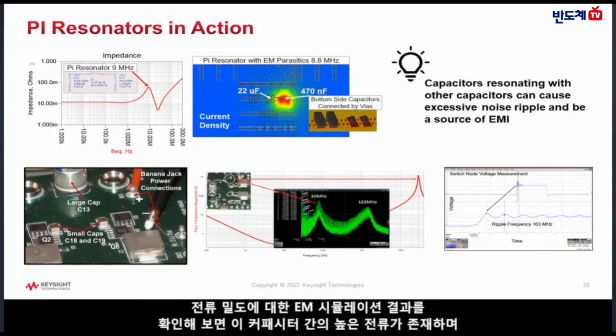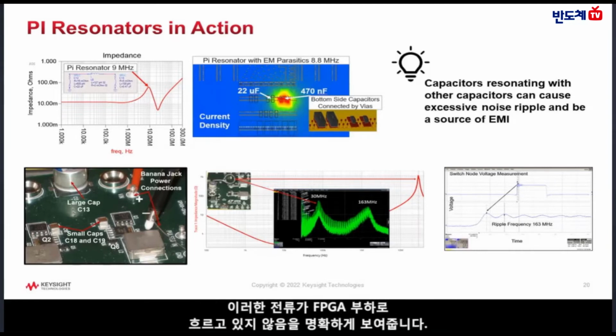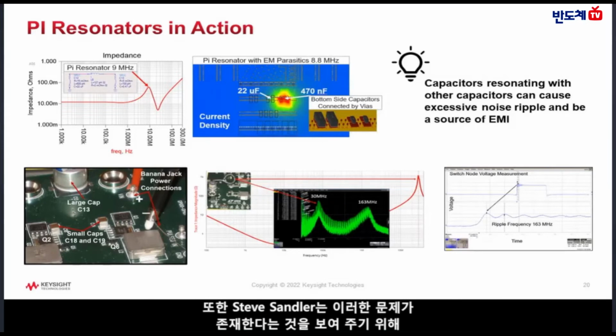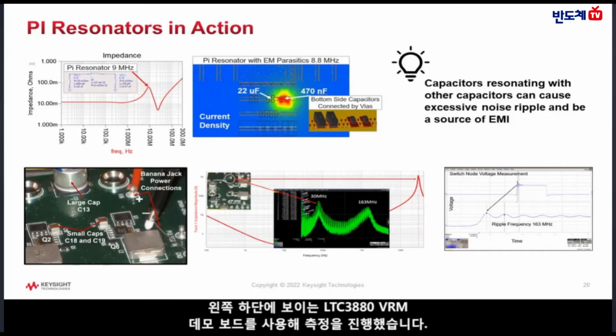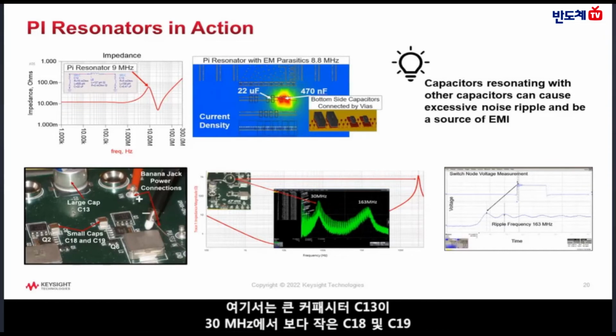EM simulation of the current densities clearly shows high currents between these capacitors and that these currents are not flowing to the FPGA load. Steve Sandler has also done measurements to show the existence of this problem using an LTC 3880 VRM demo board shown in the bottom left. Here, the large capacitor C13 is resonating with the smaller C18 and C19 capacitors at 30 MHz.